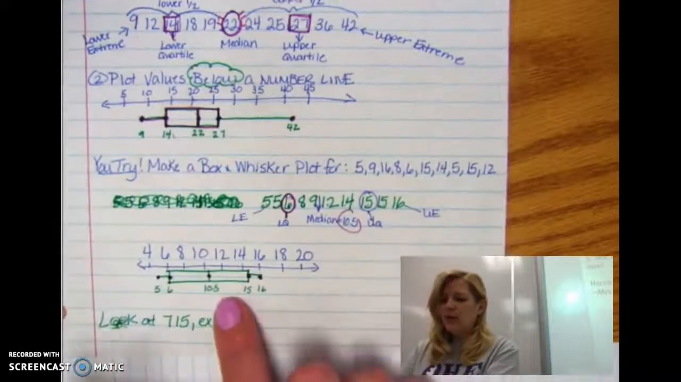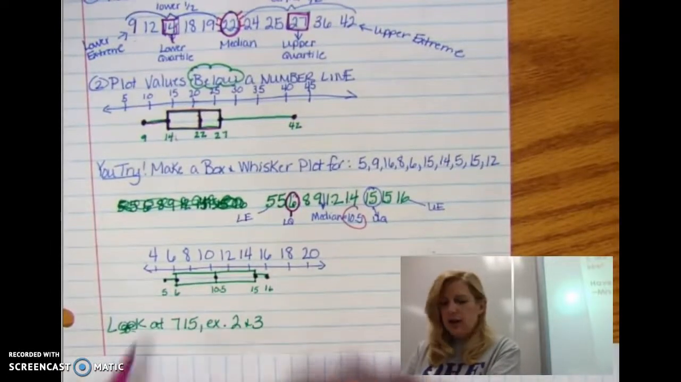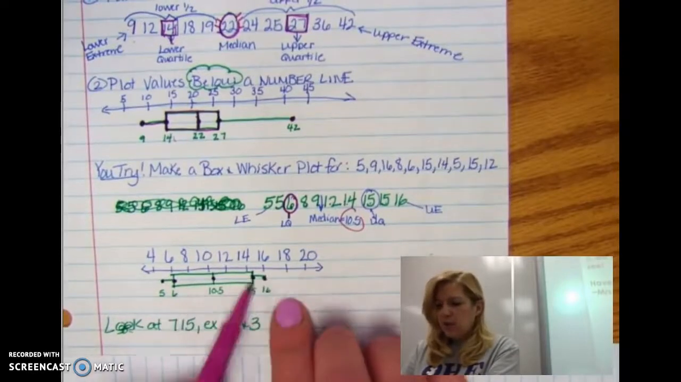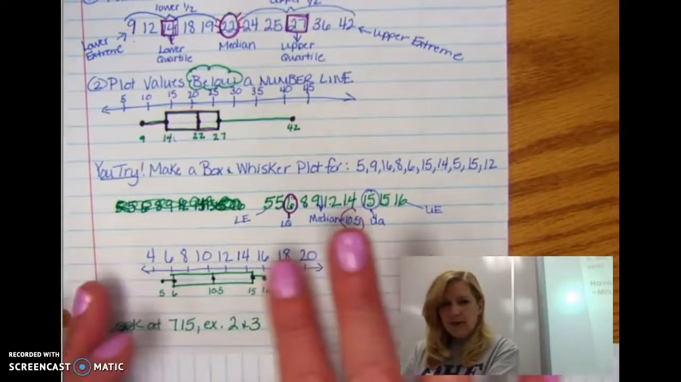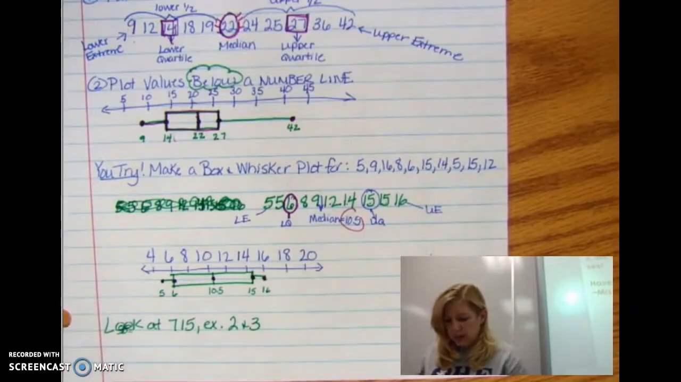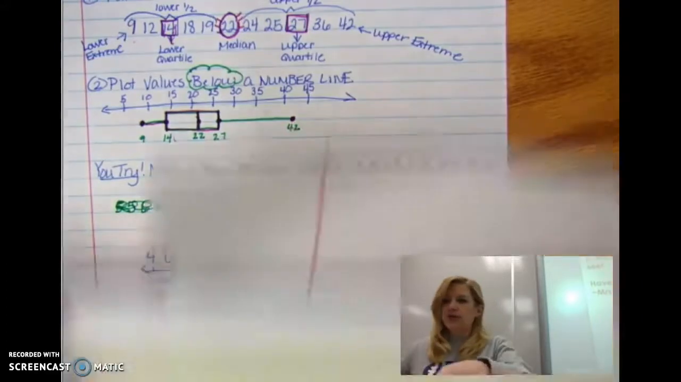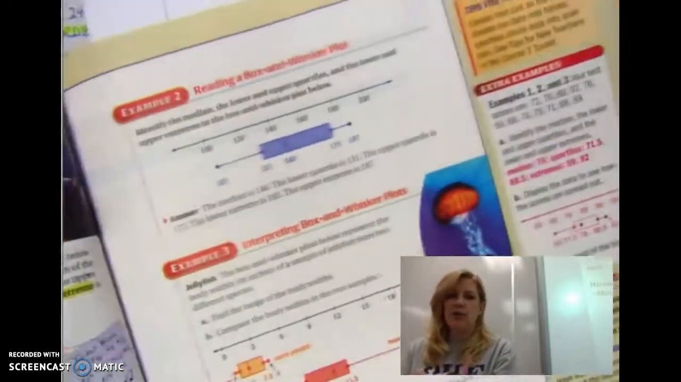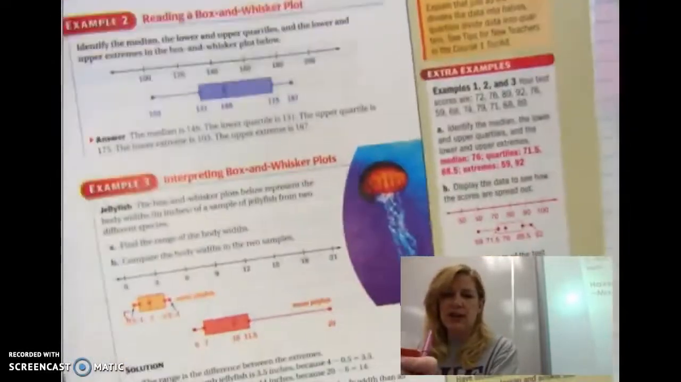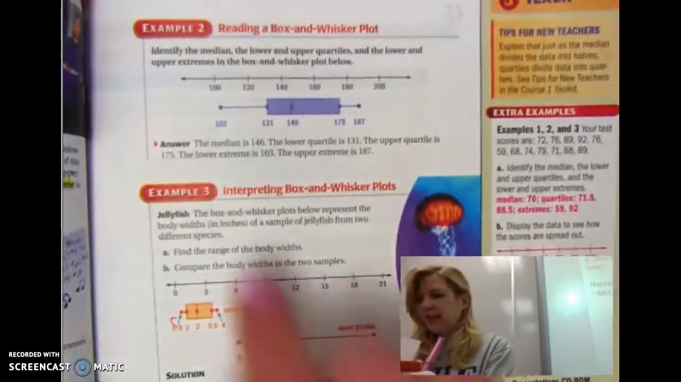So notice here we've got a wide cat face with just little whiskers on the side. But this shows that really all the data falls in kind of a nice pattern here. So we're going to look at page 715, and we're going to look at examples 2 and 3, and we're going to draw conclusions from the data. And this is something that's important when we are taking some of our standardized tests. They ask you to interpret or do data analysis.